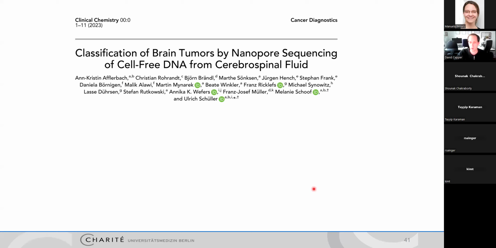And this is a nice study from a group in Hamburg, from the Ulrich Schüller lab. What they demonstrated is that you can take a CSF sample of a brain tumor patient. These were all patients that had a known brain tumor on MRI imaging. You can extract DNA, specifically the cell-free DNA. So you're not looking for the DNA within cells, but at the freely floating DNA, mostly from necrotic tissue, that is given over to the CSF and likely enriched in the CSF compartment.